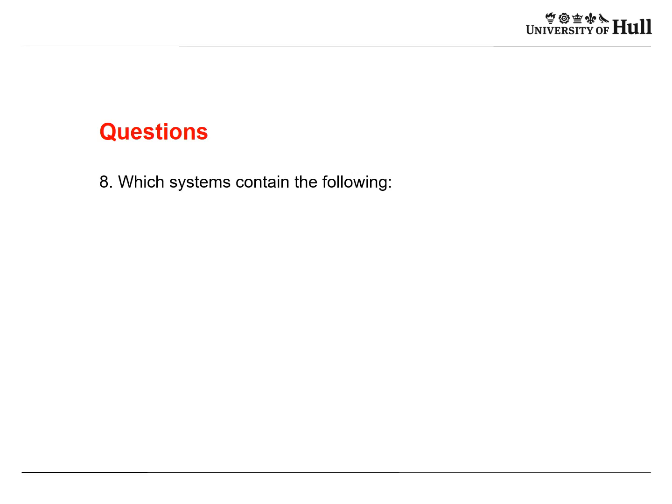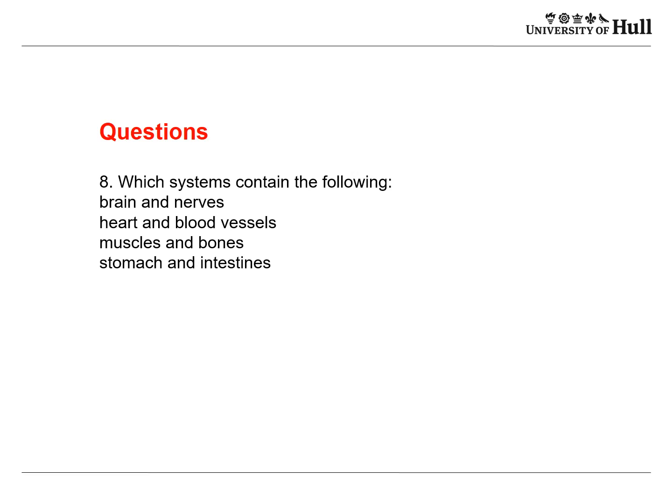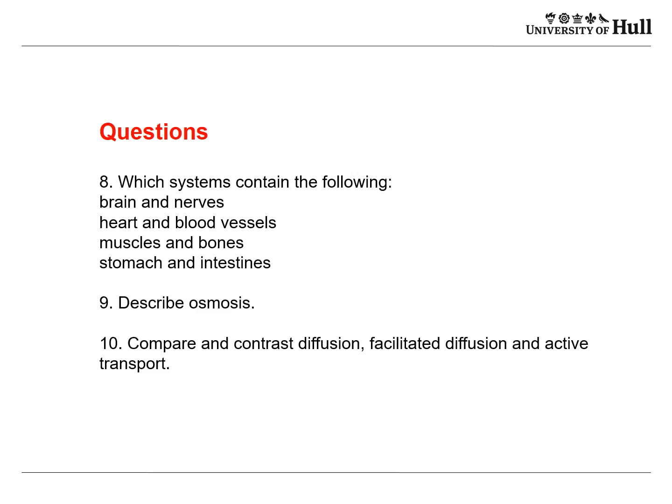Which systems contain the following: brain and nerves, heart and blood vessels, muscles and bones, stomach and intestines? Describe osmosis. And finally, compare and contrast diffusion, facilitated diffusion and active transport.